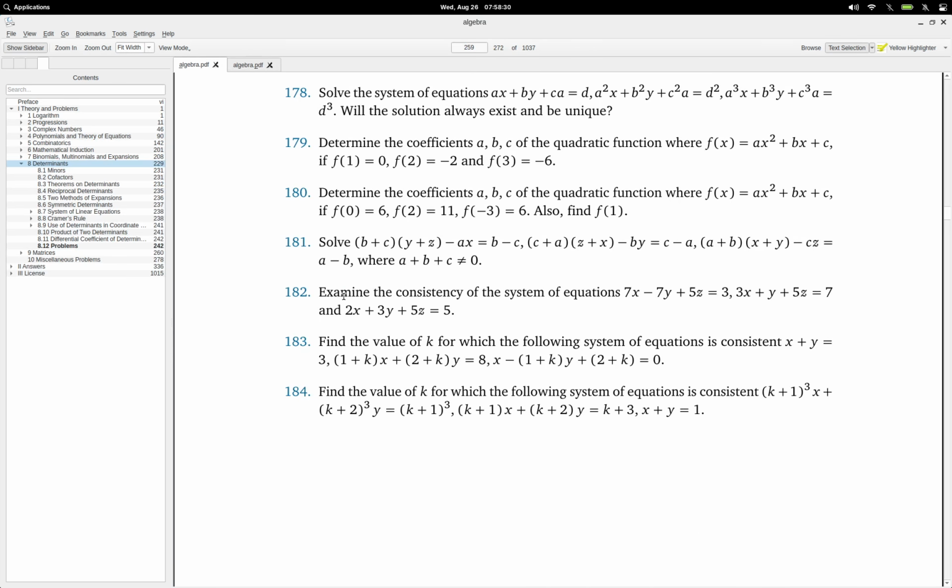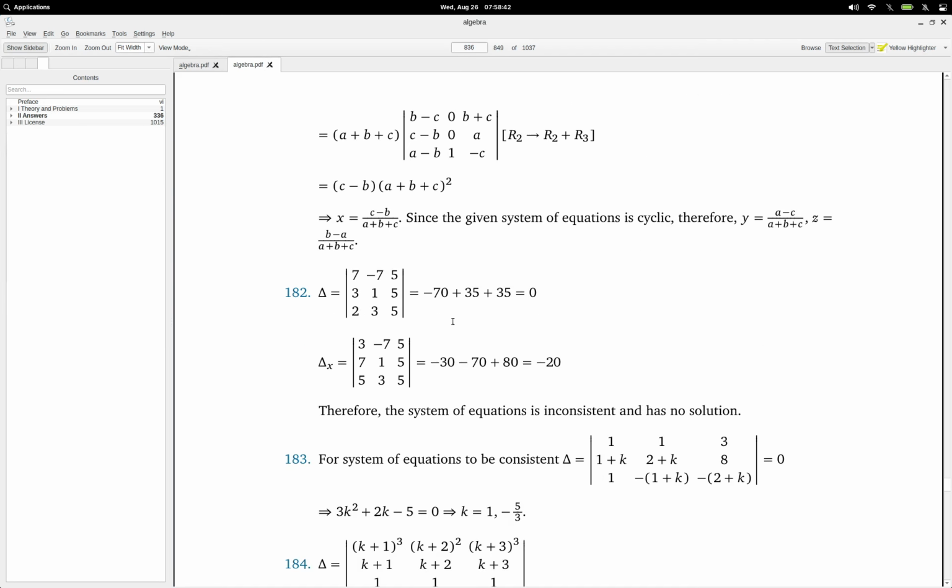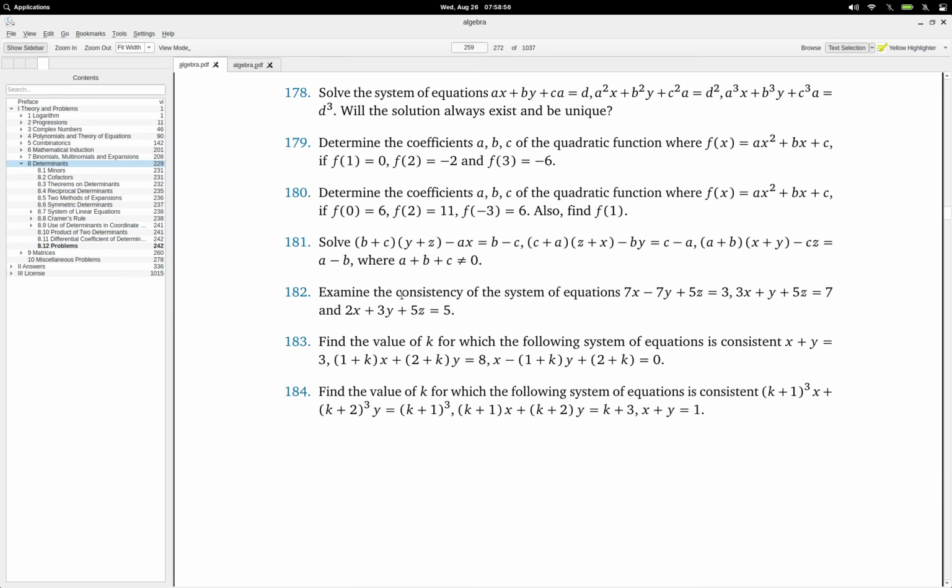Question 182 says examine the consistency of the system of equations 7x minus 7y plus 5z is equal to 3, 3x plus y plus 5z is equal to 7, and 2x plus 3y plus 5z is equal to 5. So we compute delta, delta is 0, and delta x we compute minus 20. So by computing these two, we know that the system of equations is inconsistent and has no solution.